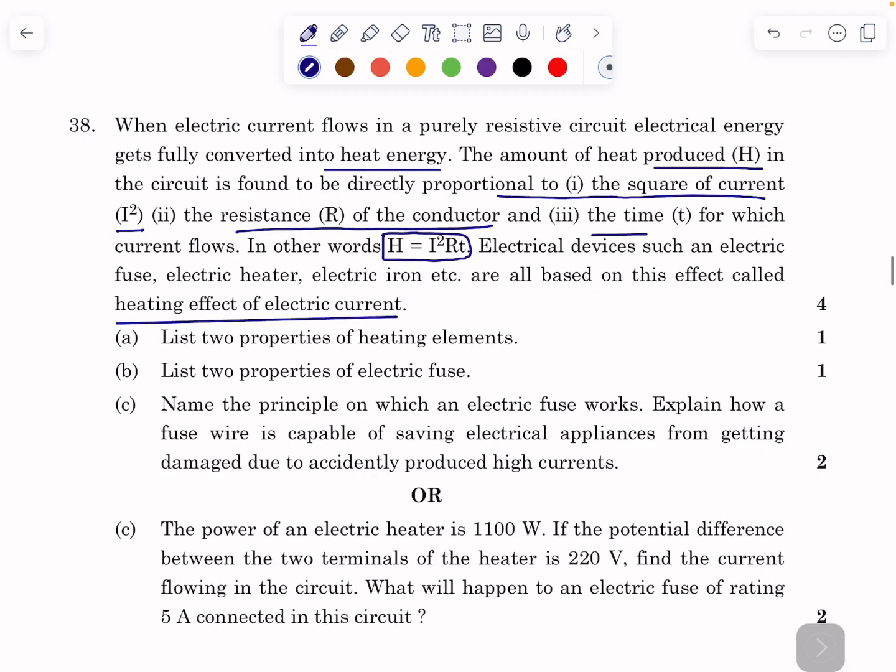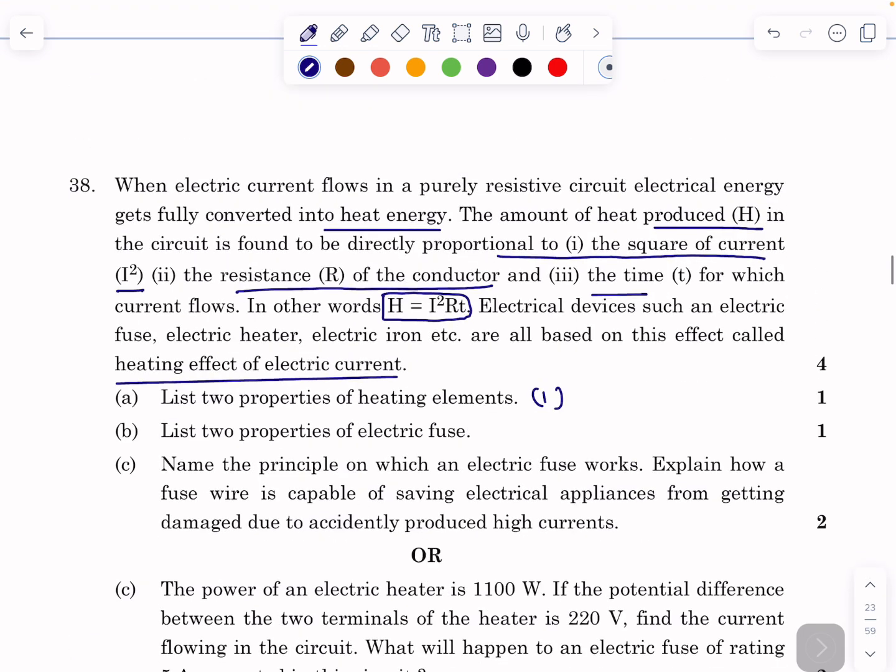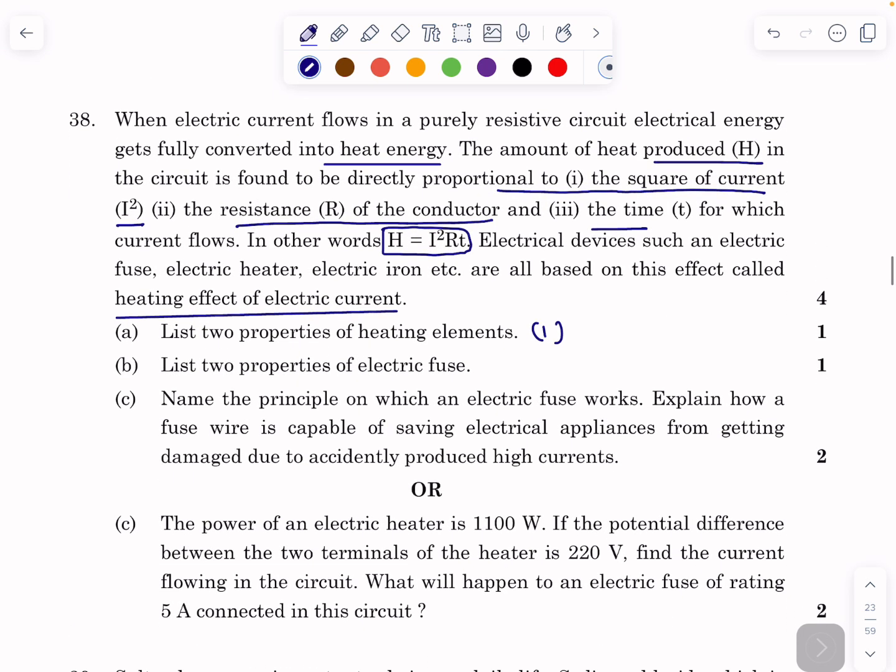Okay, and list two properties of heating element. The first property is higher resistivity than pure metal, and the resistivity of these alloys is very much higher than pure metal. Also they do not oxidize and burn at high temperature. Okay, the second one is they do not oxidize or burn at high temperature. Next one, B, list two properties of electric fuse.